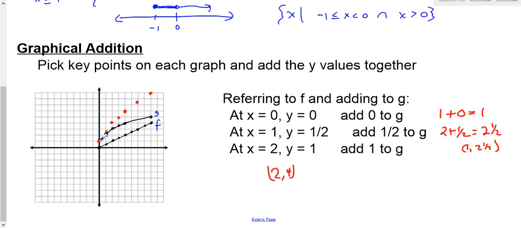And then I can draw my line through these points. And I'll do the best I can. And there we go. So the red is the f plus g.